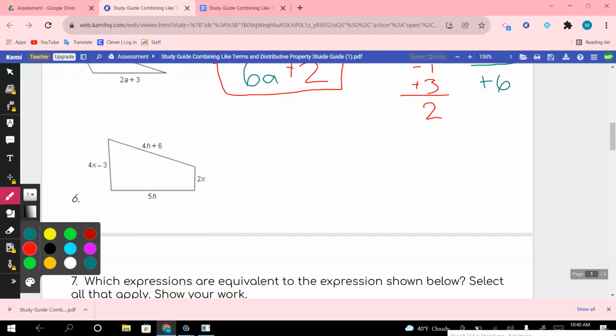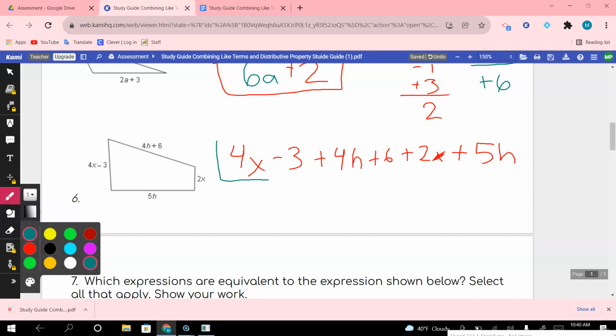Number 6. I hope that you are not just copying and you're trying each on your own. Please don't forget, perimeter, we're going to add up all the sides. So we have 4x minus 3 plus 4h plus 6 plus 2x plus 5h.